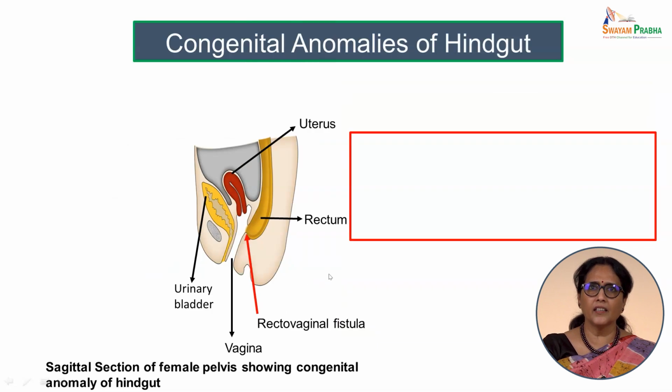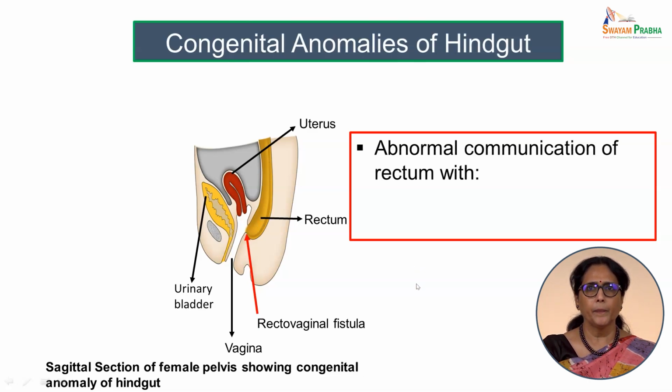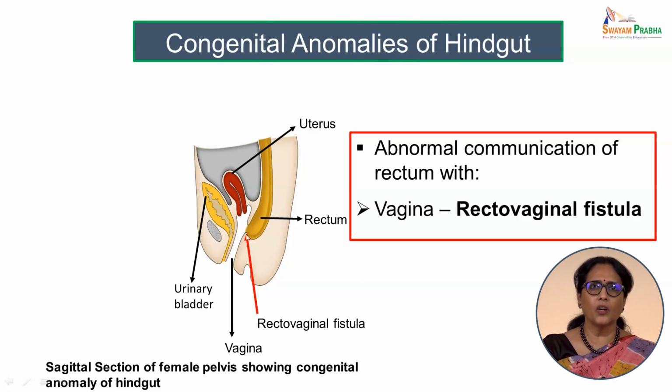Now let us look at other congenital anomalies due to failure of complete partition of cloaca by the urogenital septum or urorectal septum. This is a sagittal section of the female pelvis showing the uterus and vagina between urinary bladder anteriorly and rectum posteriorly. And here a fistula can occur where there is abnormal communication of rectum with the vagina. This is called recto-vaginal fistula.